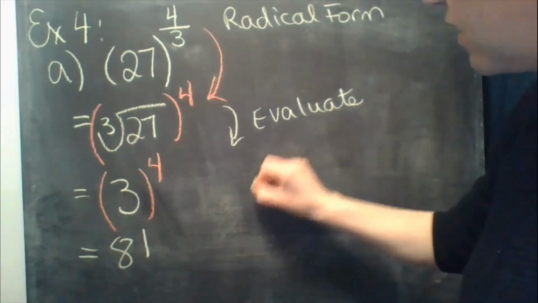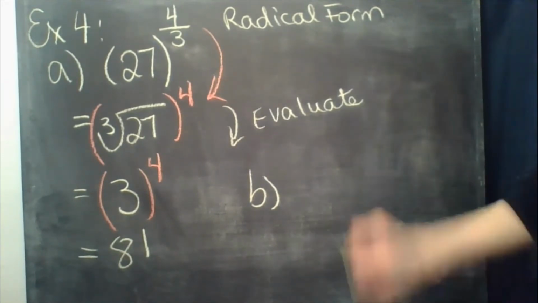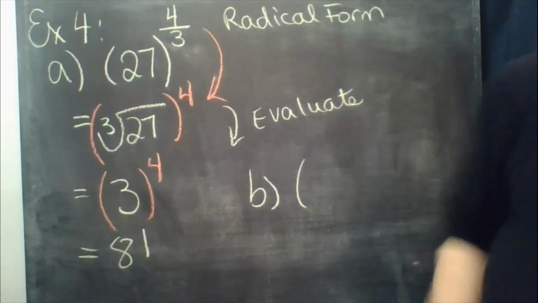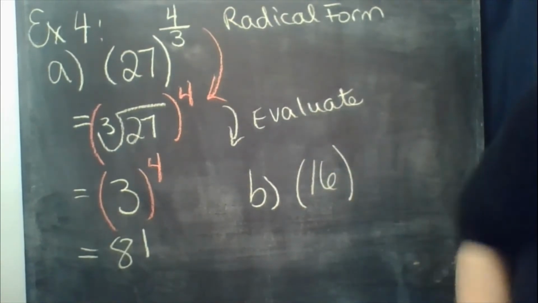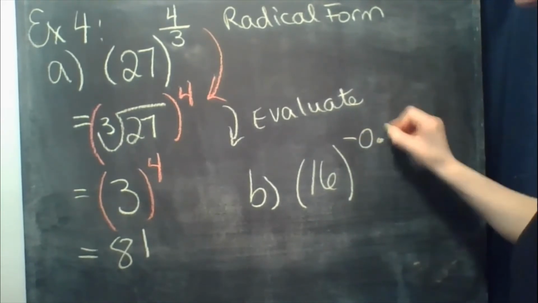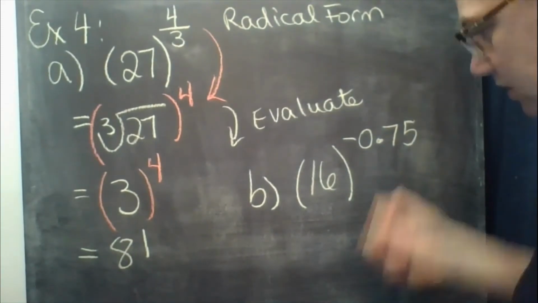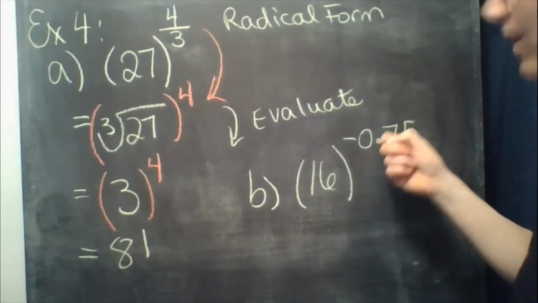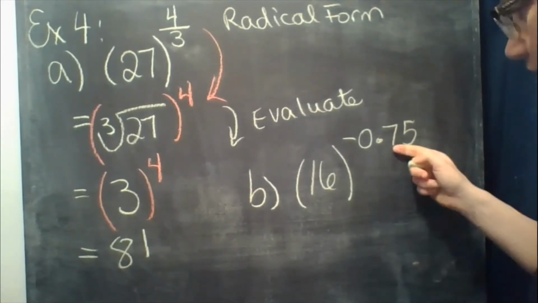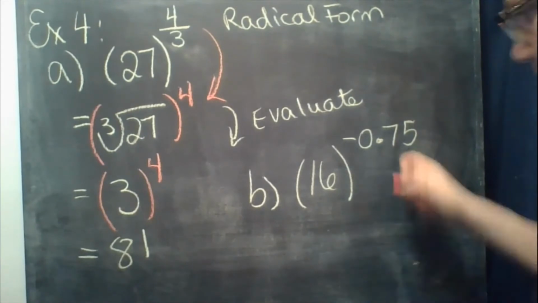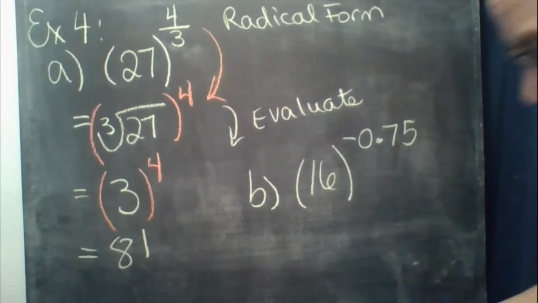So that's A. So B, same kind of question. Let's say, ooh, what if I said 16 to the exponent negative 0.75? What in the world? We're just wrapping our head around fractions and I'm throwing you decimals. What am I thinking? Well, let's make that a fraction, shall we? Yeah? Okay. So 0.75. Well, that's the same thing as 3/4, right? I got 75 cents. That's just 3/4.